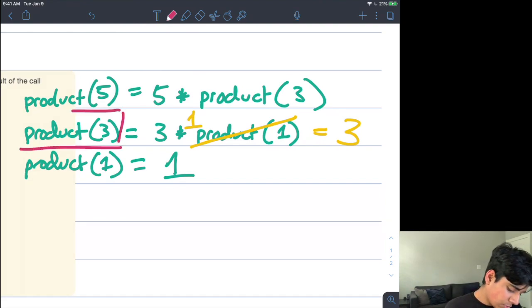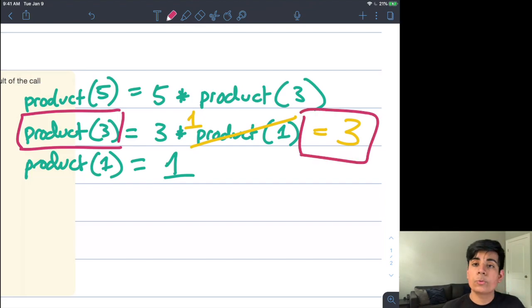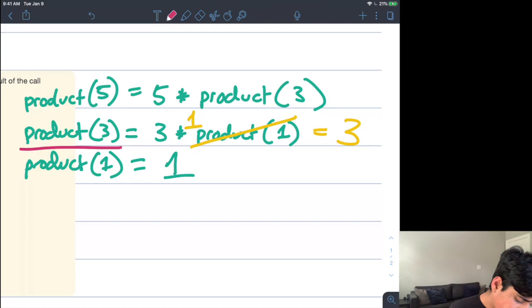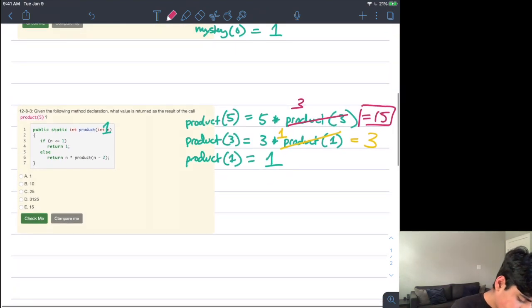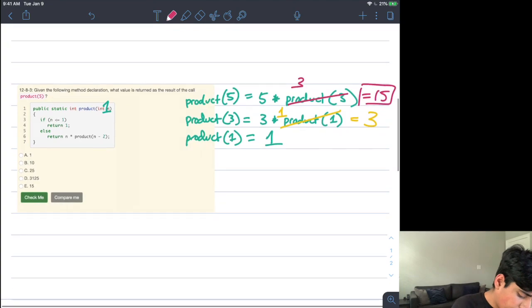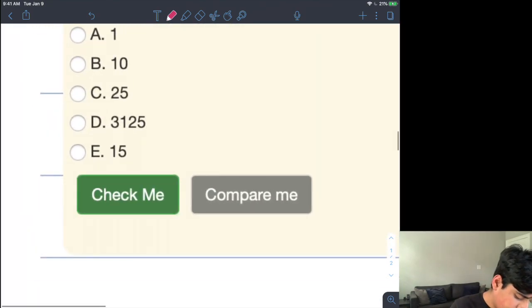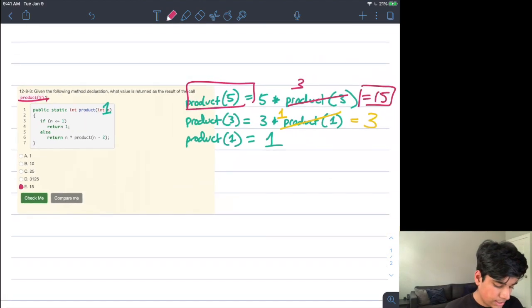We know what product 3 is because we just solved for it. Product 3 is equal to 3. So I can simply go up here and I can say that this is going to be 5 times 3. And 5 times 3 is 15. So when it asks us to solve for what is the result of the call product 5, you know that product 5 over here is equal to 15. So E is the correct answer. Okay?